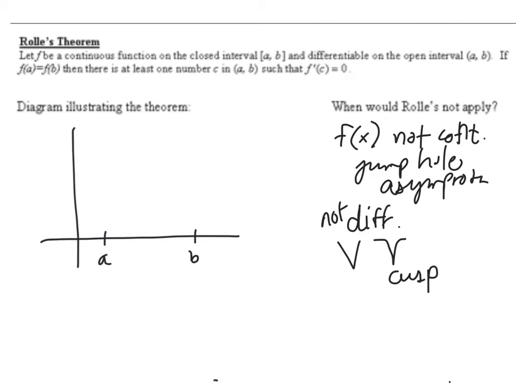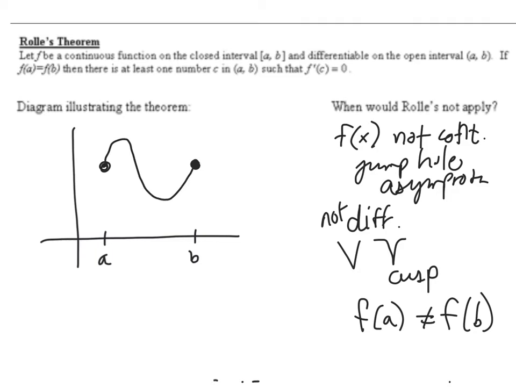The other time that Rolle's would not apply is if f of a does not equal f of b. Those are the y coordinates at this closed interval of a to b. So I'm going to write a point. Here's a point for f of a and f of b, where f of a and f of b are the same value. And then I'm going to have some kind of function, something a little more interesting than straight across, maybe something like this.